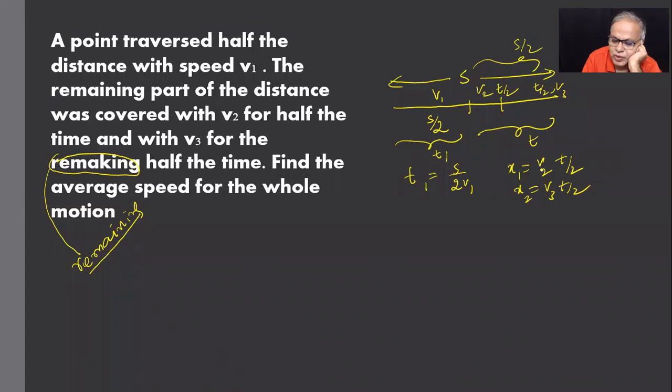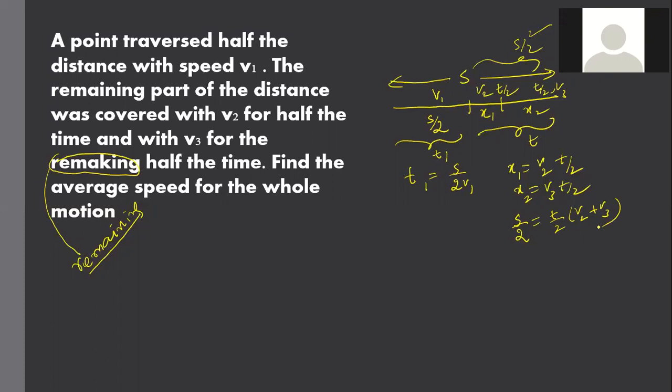So x1 is V2 into T by 2. x2 is V3 into T by 2. Add x1 plus x2, that will be how much? S by 2, isn't it? So equals T by 2 into (V2 plus V3), and the 2 goes away.